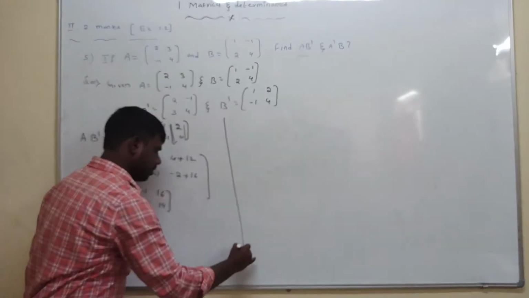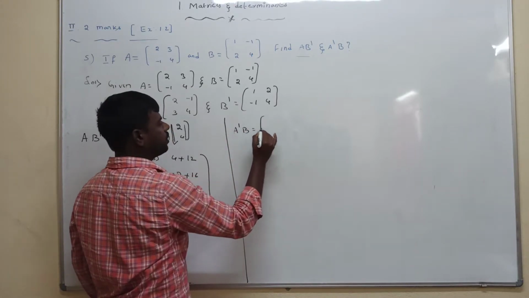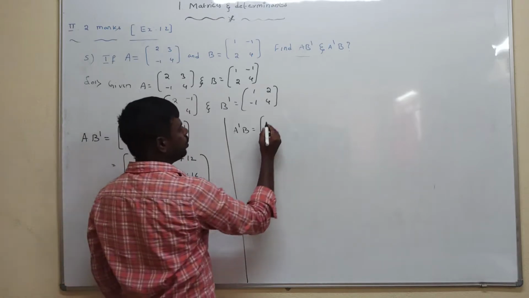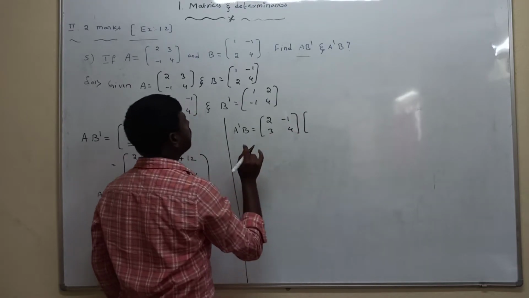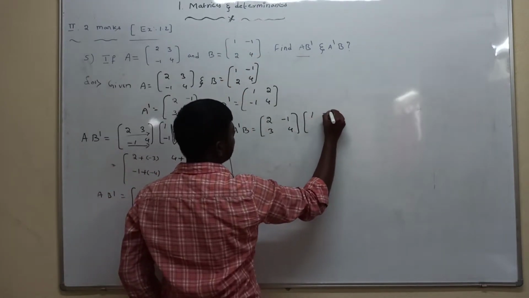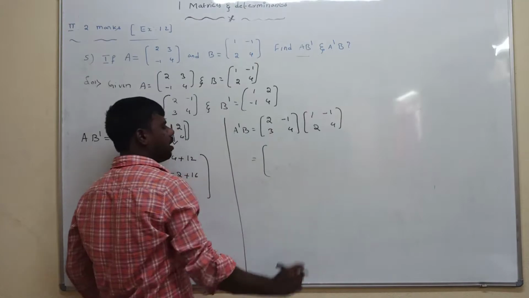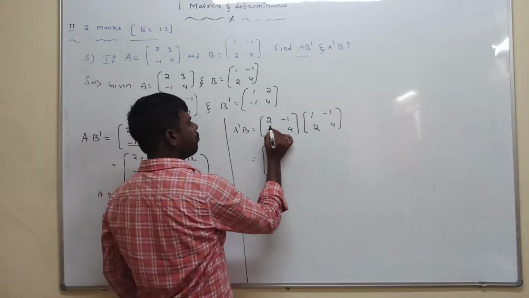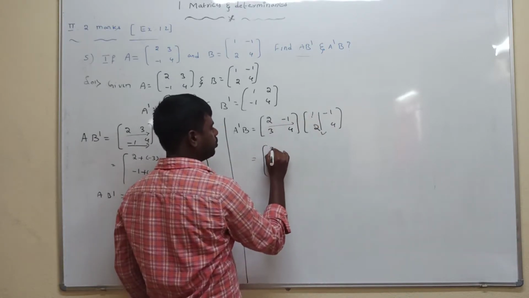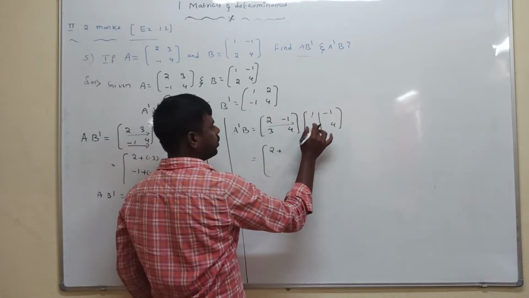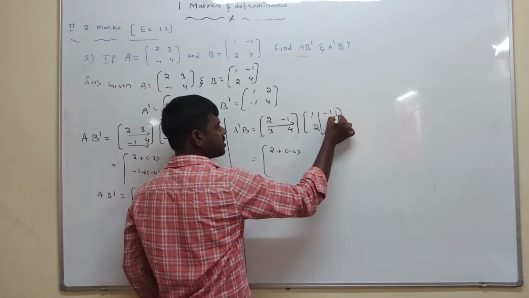In the same way, we need to calculate transpose of A into B. Now substitute transpose of A matrix, which is 2, minus 1, 3, 4. Next we substitute B matrix, which is 1, minus 1, 2, 4. Now by applying the multiplication of two matrices condition, first row of the first matrix with first column of the second matrix: 2 into 1 is 2, plus minus 1 into 2 is minus 2. First row, first column is over.